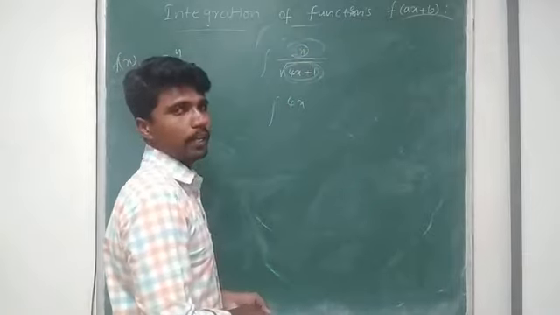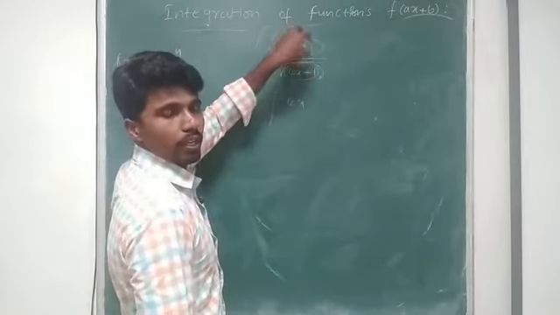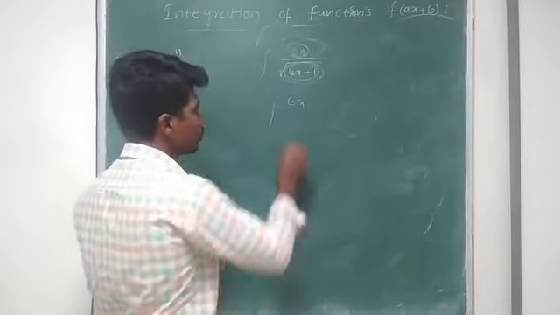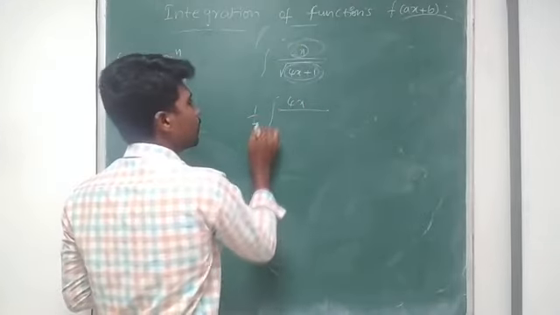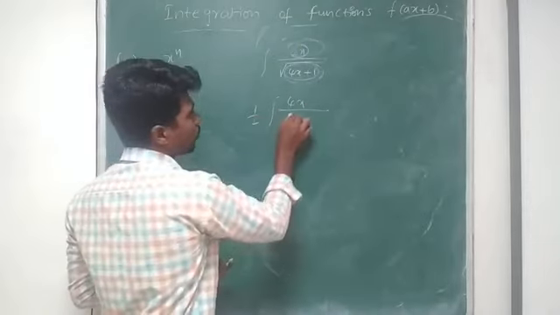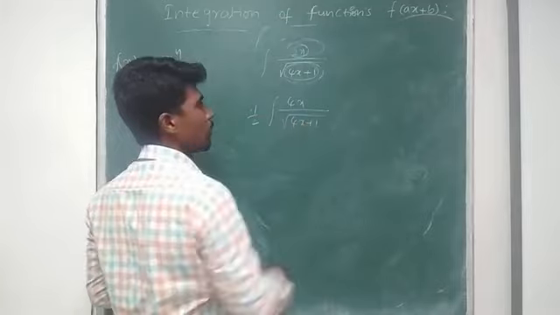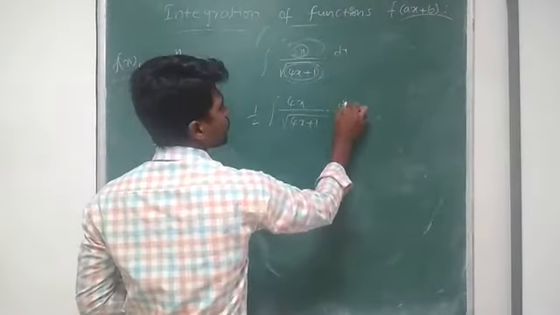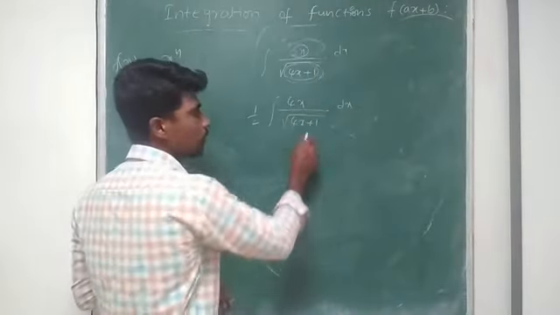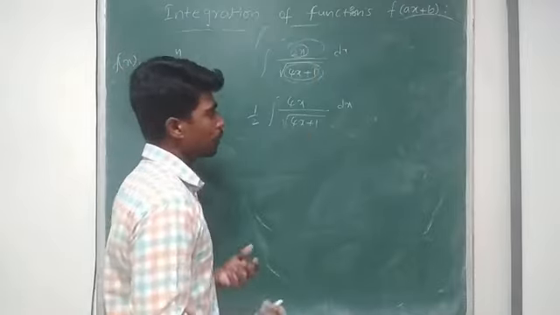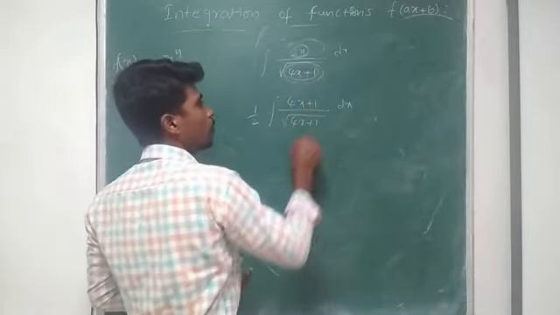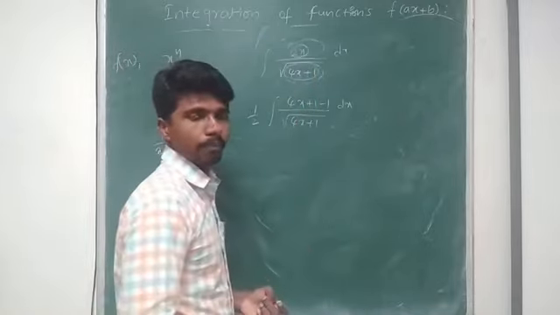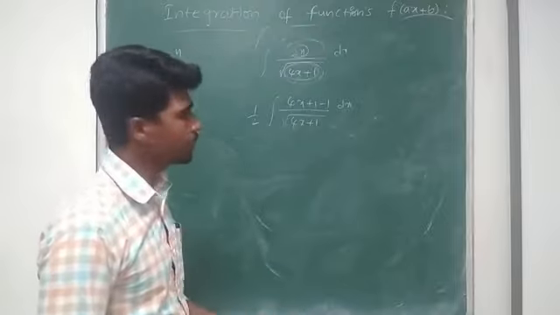If I multiply, definitely the function changes. So whenever I multiply, I have to divide. So multiplied by 2 and I divide by 2 outside. Right, I get root of 4x plus 1 dx. Next, still it is not in the form 4x plus 1. Right, what can I do? Add 1 and subtract. Again, you don't change anything, right?